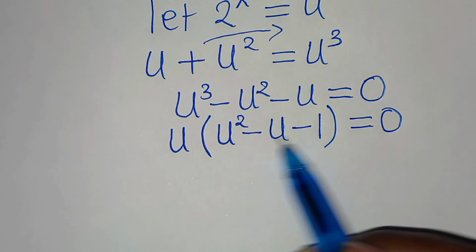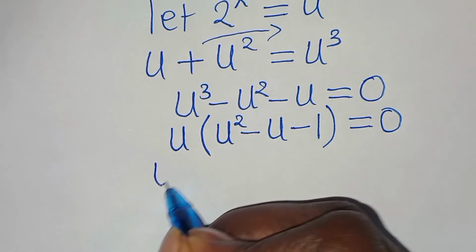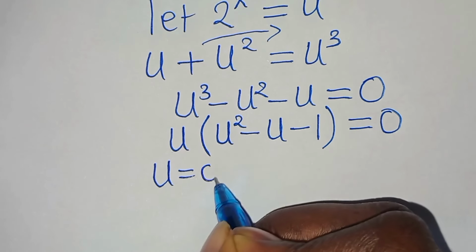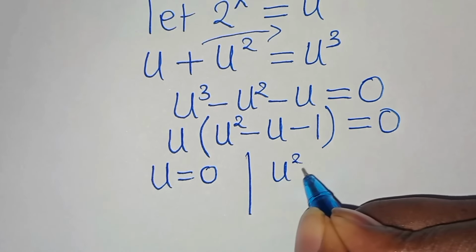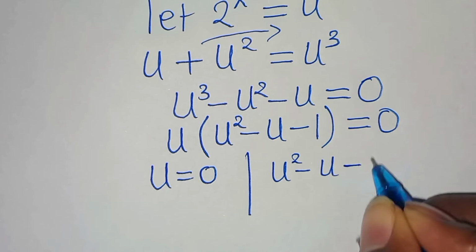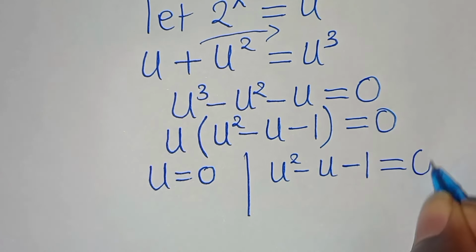So we have two parts here. The first part here is u is equal to 0. And the second part here is u to the power of 2 minus u minus 1. This is equal to 0.